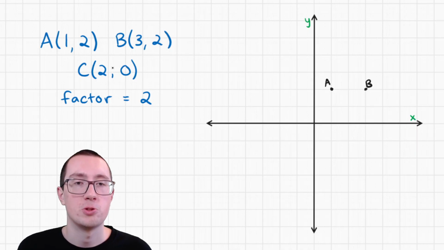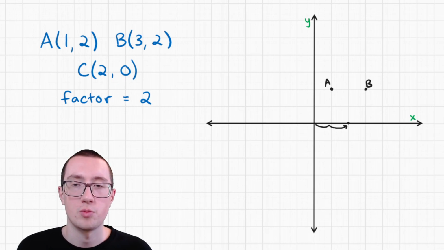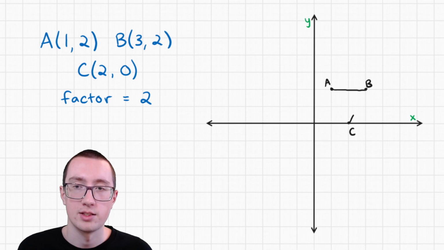And finally, C is 2, 0. So x is 2, that's 2 squares to the right, and y is 0, so we actually don't have to move up or down at all. So this is going to be point C. And once we have our 3 points, we can then connect them up with lines like this.